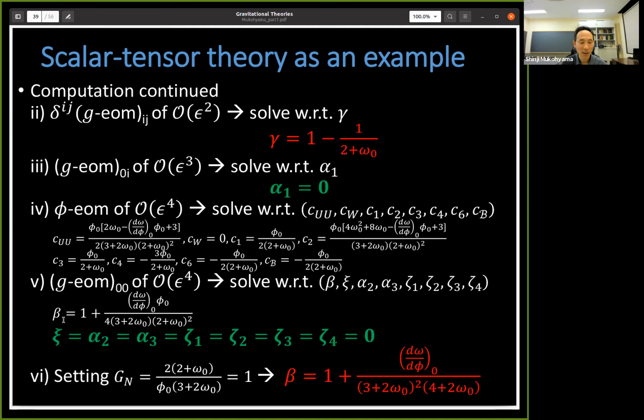Beta is observable, but this is still not a convenient form. And the other PPN parameters are shown to be 0. Now, beta can be simplified by setting G Newton to 1 by choice of units. Beta is given by this. Without doing this, we have this formula. I think this is the usual formula that is well known.